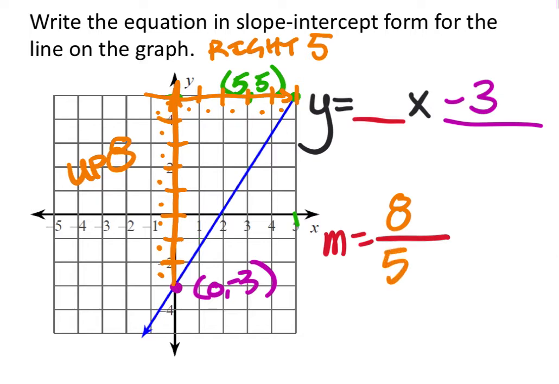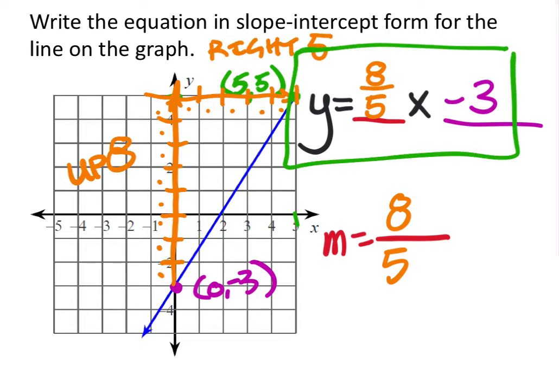Not the runs, just the run. And that's to the right 5, which means it's positive 5. 8/5. Now, don't change these into mixed numbers, right? We don't like mixed numbers when we're using pure math like this. So just keep the improper fraction as 8/5. Right there, okay? And as it turns out, this would be slope-intercept form of this equation. Y equals 8/5 x minus 3. Boom, done.